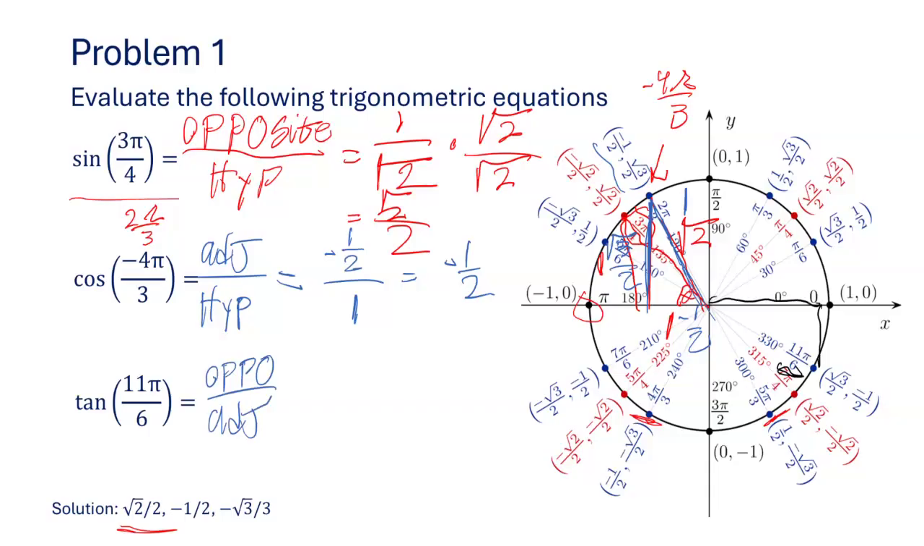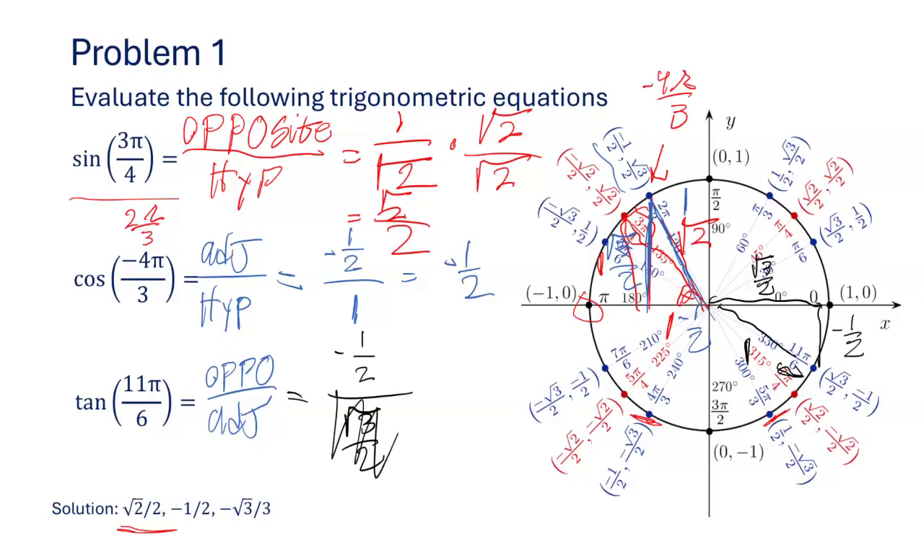So we get a hypotenuse of 1, because we're in the unit circle, such that our long leg is going to be this root 3 over 2, and our short leg is this negative 1/2, such that our opposite is going to be negative 1/2 over our adjacent of root 3 over 2. How do I simplify this fraction? Multiply by the reciprocal.